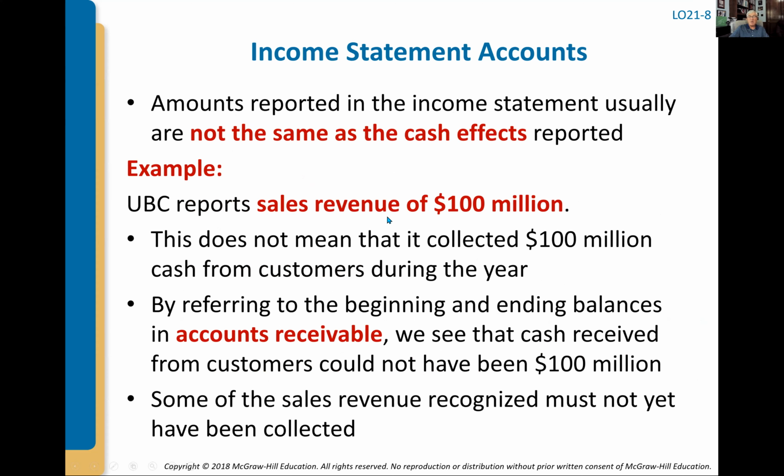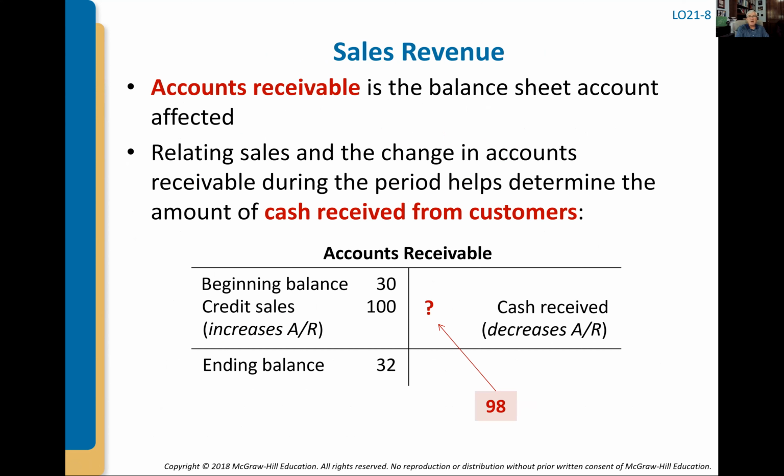So this is a good example of why we add and subtract accounts receivable. Sales receivable 100 million, but maybe they didn't collect all of that. And so we can see by the beginning and ending balance of accounts receivable that the cash received from customers could not have been 100 million. Some of the revenue must not yet have been collected. So if accounts receivable is going up on the indirect cash flow statement, that's going to be a minus. But again, these are also how you would create a direct statement.